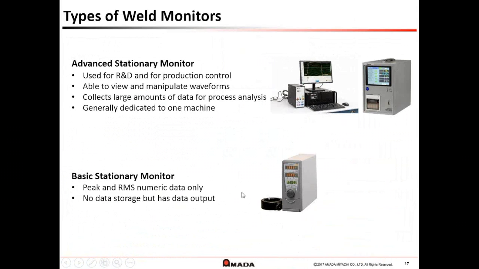Then we have our basic stationary monitor. Obviously the difference between your advanced and your basic stationary is going to be a price delta. The basic stationary monitors are very limited in what they can do. They generally provide just peak and RMS numeric data. There's no large screen to do waveforms, and it doesn't collect the waveforms as well. There is no large amount of data storage on these devices, but they do output the report data from those parameters after each weld.